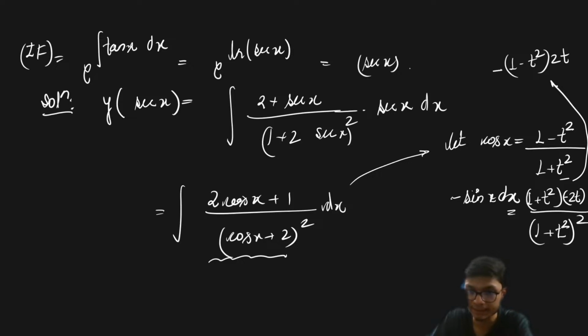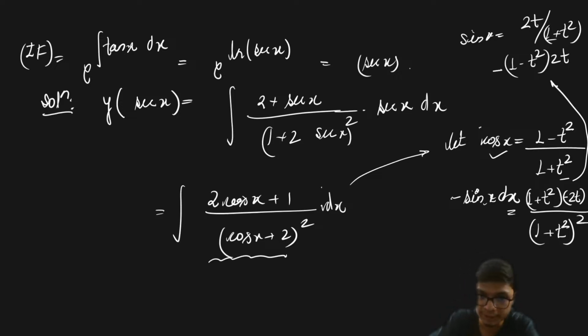So if you do the simplification, and therefore now once you get cos x as 1 minus t square by 1 plus t square, from there you can easily find out sin x is basically 2t upon 1 plus t square. So therefore this format is going to be simple, and you can change your dx as simply 2 times of dt. I hope this step is clear to all of you.